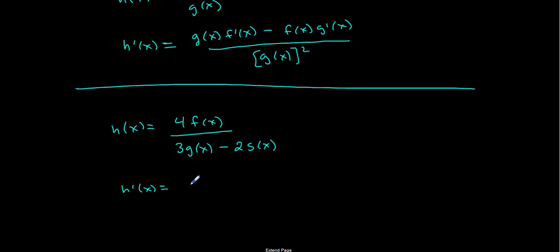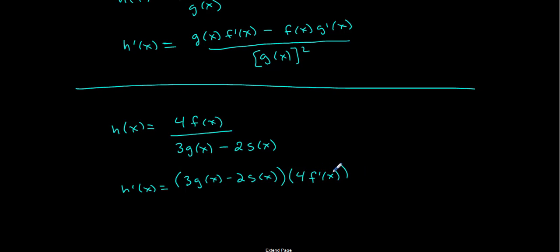Okay, so that's still low d high because the major outside function is a quotient, right? So low d high. Okay, so we're going to go through that process, and I'm putting parentheses around this because I know it's going to be a multiplication problem, right? You said 3 g of x minus 2 s of x. What's the derivative? 4 times the derivative of f of x. What's the derivative of f of x? f prime of x.